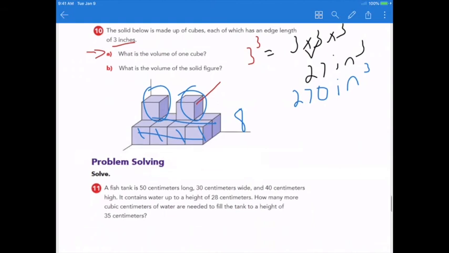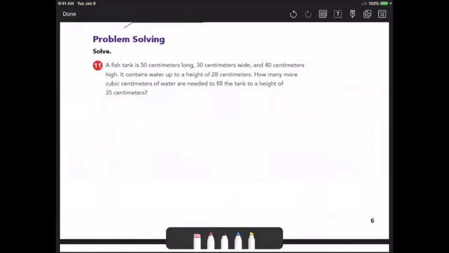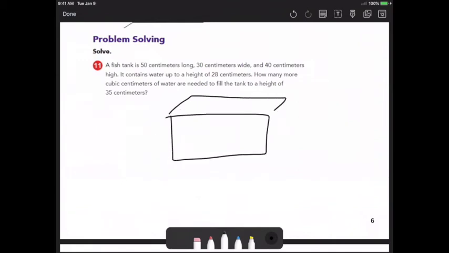Okay, so let's talk about number 11. Number 11 says this. I'm going to help you get started. It says a fish tank is 50 centimeters long. So we'll just draw a little picture. Doesn't have to be great. So it's 50 centimeters long. It's 30 centimeters wide, and it's 40 high.